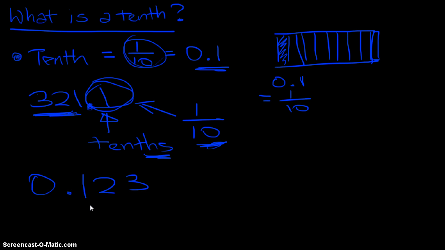An important thing to know is that whenever you have a decimal, let's say 0.123, the nearer the number is to the decimal point, the fewer the number of parts that it is split into. What do I mean? 0.1 represents 1 out of 10, so it's 1 part out of 10.